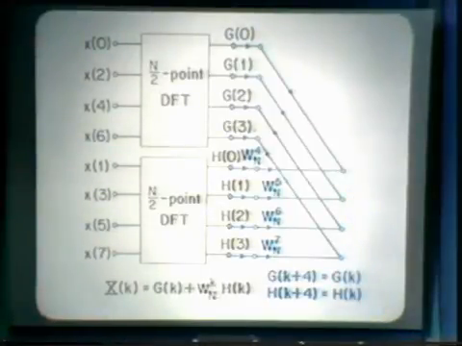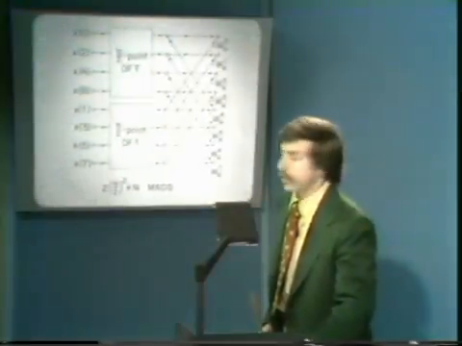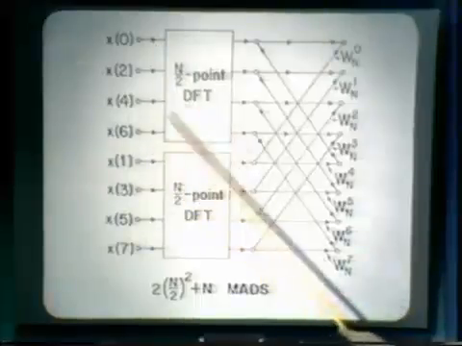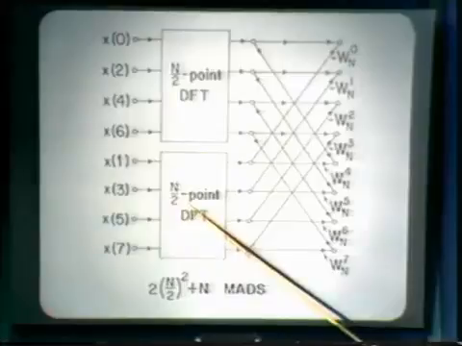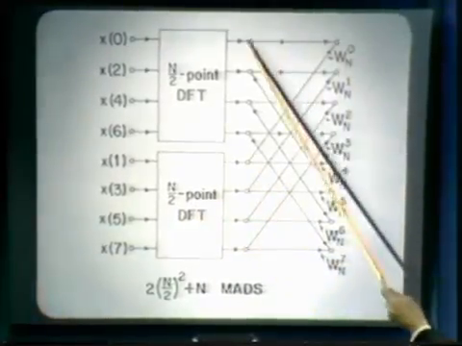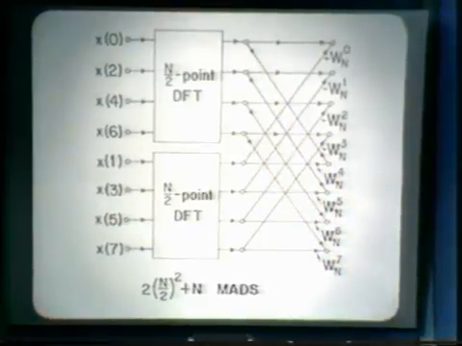Putting those two together then, the computation for the 8-point DFT is, as I've indicated here, the even-numbered points into an n over 2 point DFT, the odd-numbered points into an n over 2 point DFT, and the results combined together according to the computation that we've shown here.